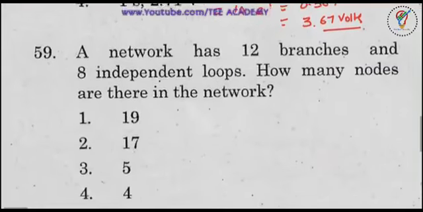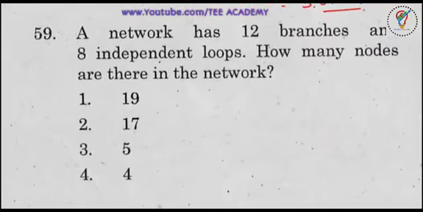It's a very simple question again. This type of question is useful for competitive exams, especially AE exams. A network has 12 branches. So B, how much is given? Branches are 12 and 8 independent loops. So loops given are 8. And how many nodes are there in the network? We need to find n, the question mark.